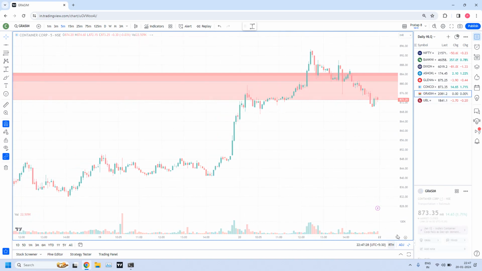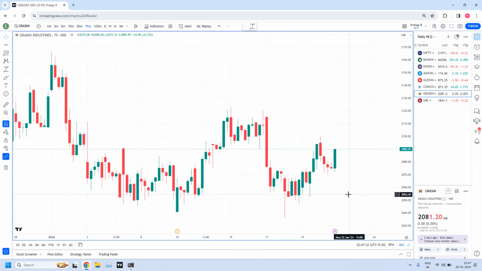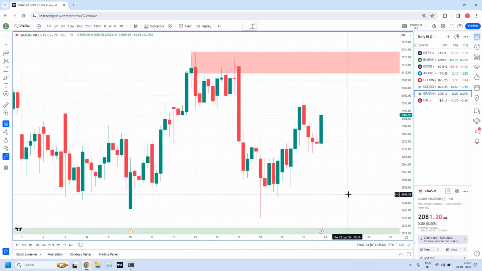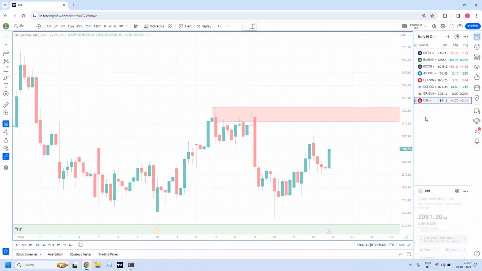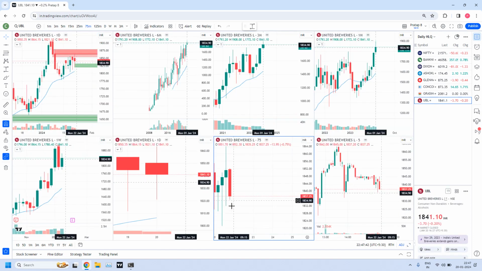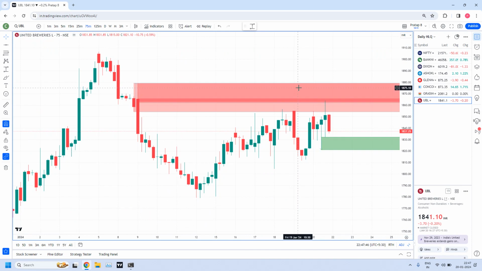And next one is Grasim. It is again a 75 minutes supply zone. Prices did not enter into this area. We didn't get the trade. Next one is UBL. We got a successful trade in UBL. UBL is also a 75 minute zone. Exactly, it entered into the zone.